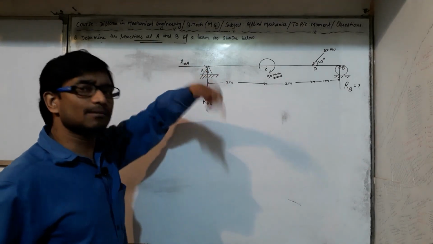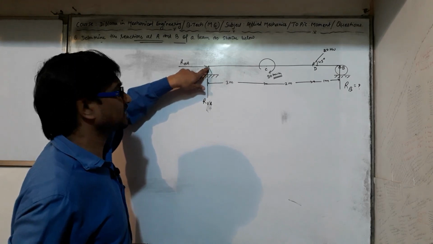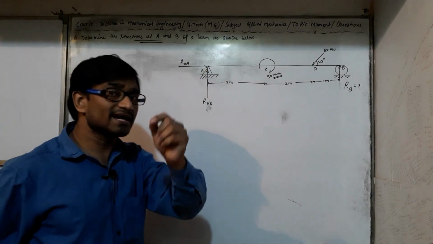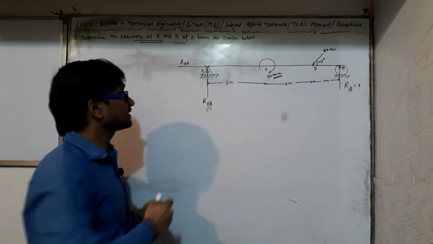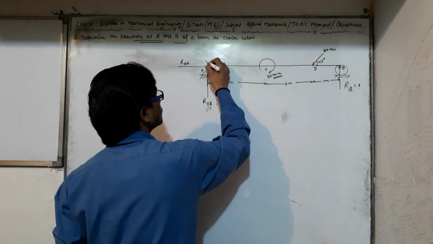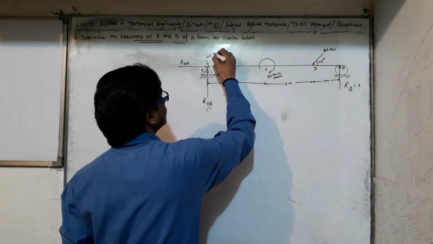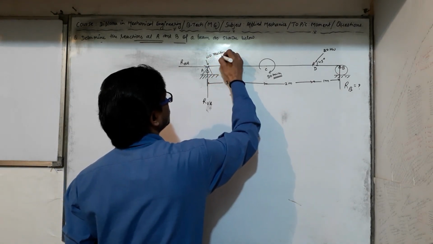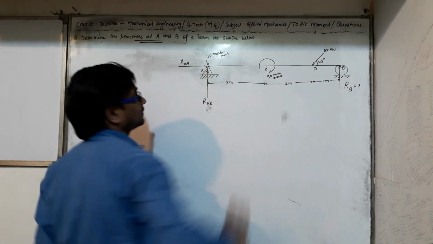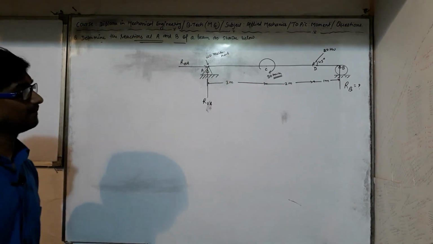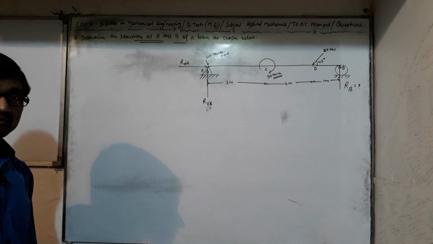It means the total sum of all moments about this point A must be equal to 0. So no reaction moment would be there at this point A. Okay, am I right or not?